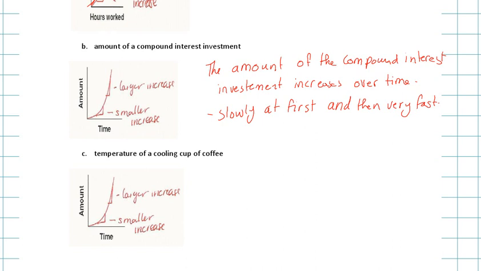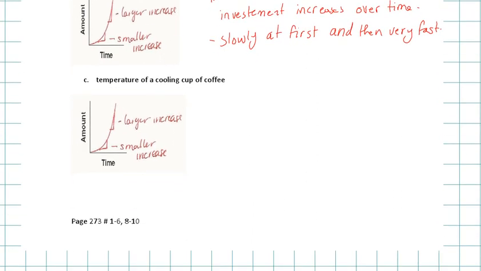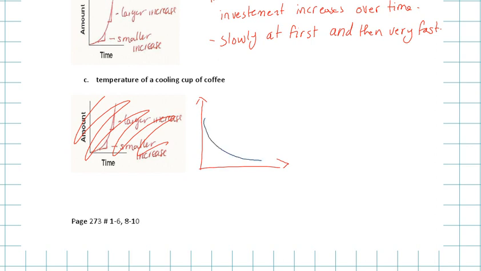Okay, are we okay with this? The graph for this one is wrong, so I'm gonna just change that. And that's gonna be temperature.